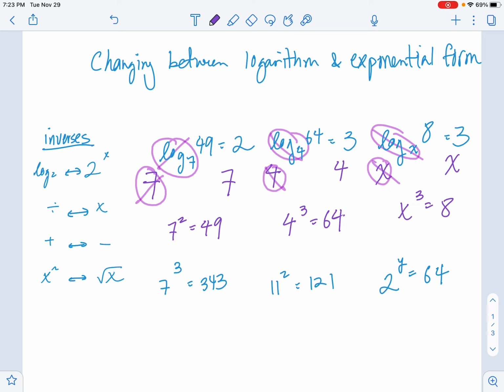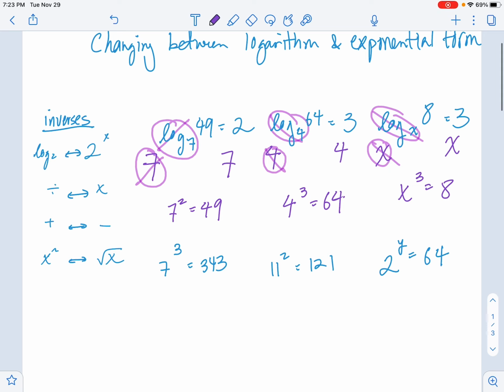Okay. Let's try that with exponential form now. So we're going from exponential to log. If I want to cancel out an exponential form, I'm going to apply its inverse, which is logarithm. So I see that I have a base of 7 for my exponential, so I'm going to apply a log base 7 to both sides.